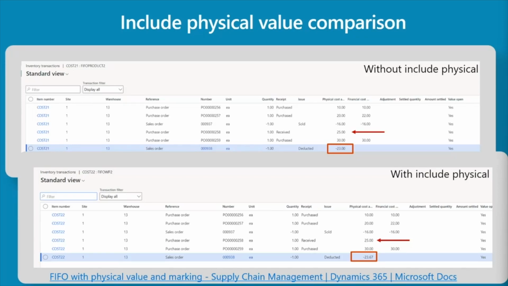Remember, the inventory close process only settles financially closed receipts and issues. So regardless of our decision to include physical value, the net result of settled cost after closing will be the same value.